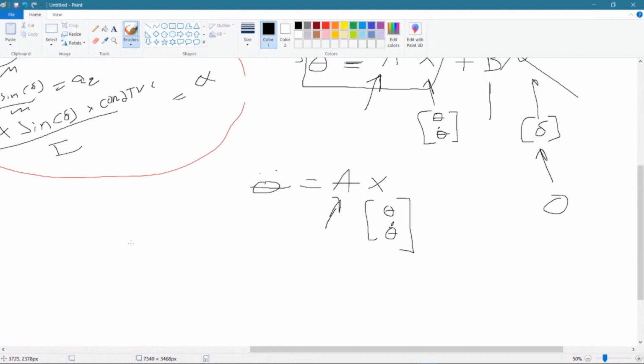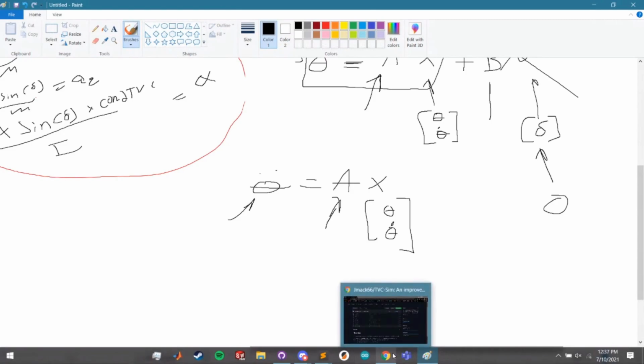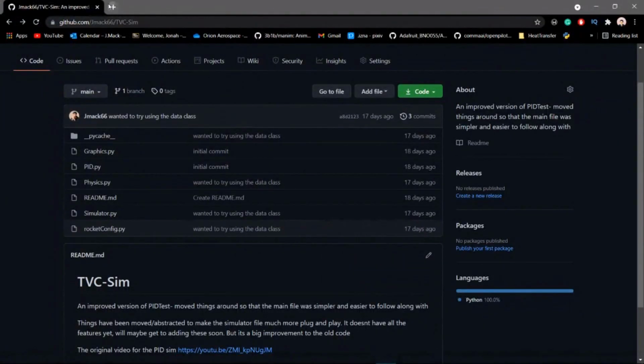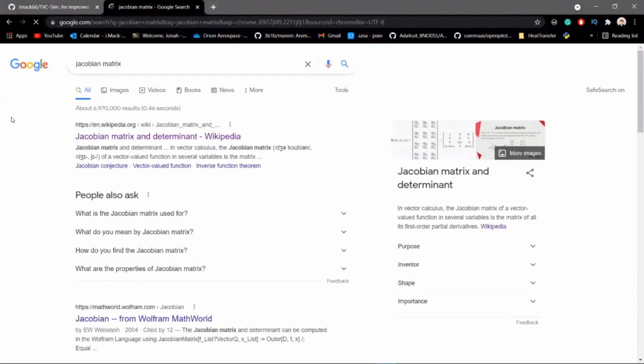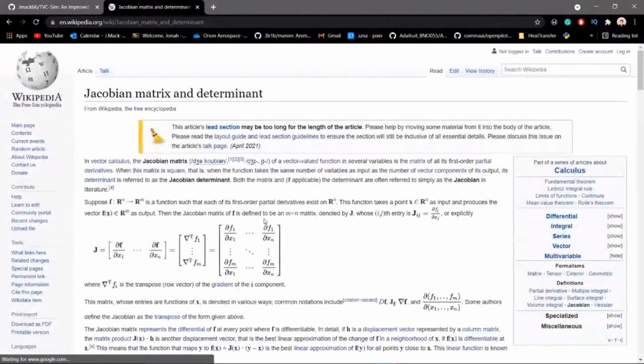And what a Jacobian matrix is, essentially, is the partial derivatives of our state vector in relation to our output vector, or in this case, output value, but output vector in most cases. And we can pull up the Wikipedia for a Jacobian. You can see I'm looking at how to do a Jacobian calculator. Did one not too long ago.